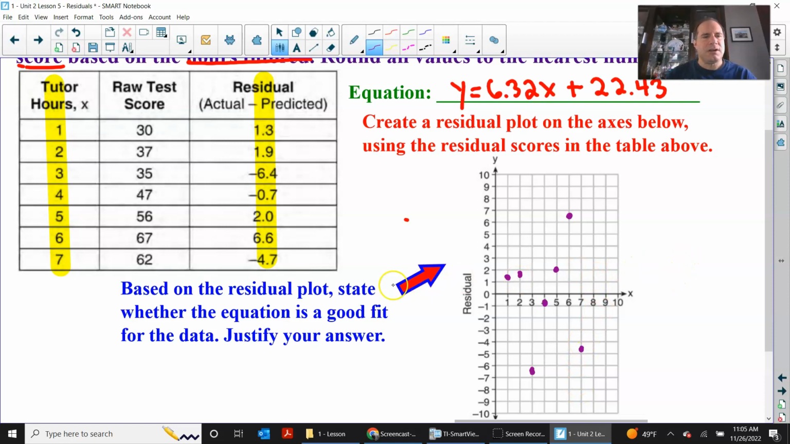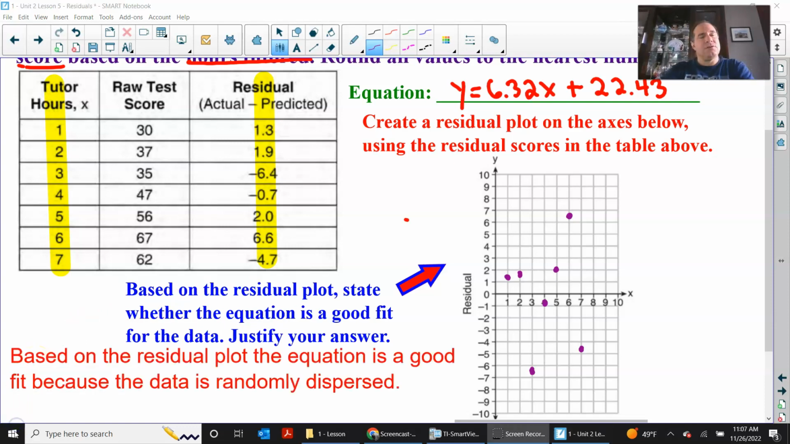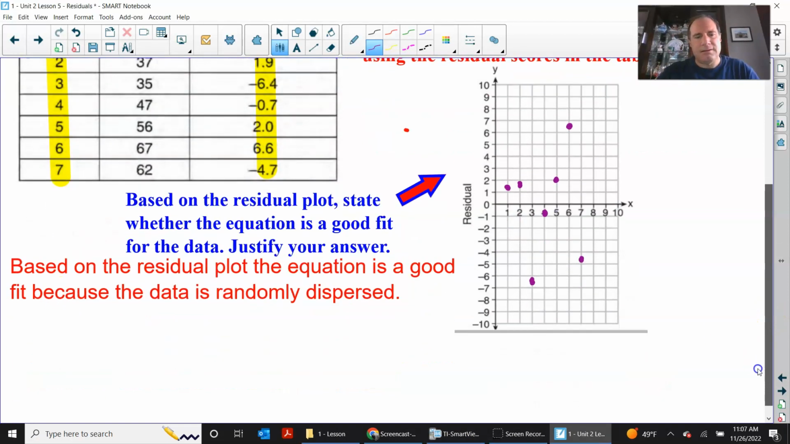All right, just based on the residual plot, now you have to state whether the equation is a good fit and justify your answer. Taking a look at that residual plot, there is no pattern. It doesn't create a U shape. The points are randomly dispersed on the residual plot, so that means it is a good fit. And that is it.